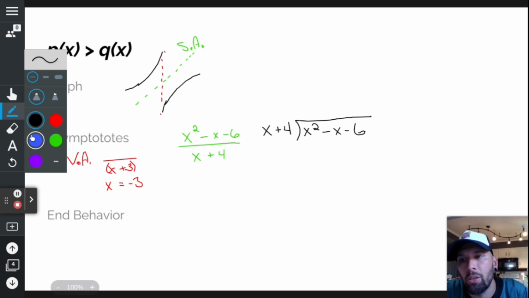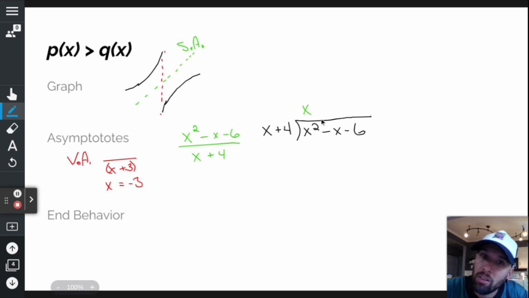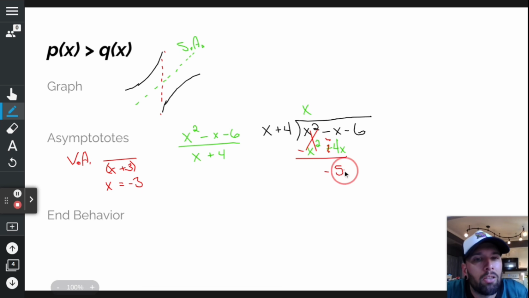So let's do some long division. X times what is x squared? X times x is x squared. Put an x up there. Now we take that x and multiply it by the divisor: x times x is x squared, x times positive 4 is plus 4x. Then we subtract the entire row, so x squared cancels out. Negative x minus 4x is negative 5x. Drop down the negative 6.